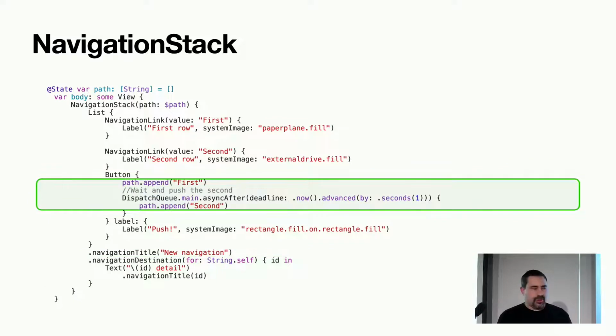So, for example, if you want to do a programmatic navigation, which is something that I also wanted to do a lot, and I couldn't do it with the old one, you just append an element to that array, and it will animate the push into the view control into the navigation controller.